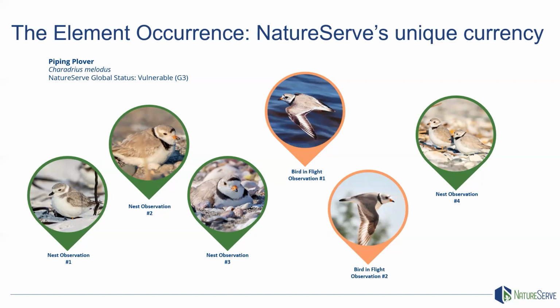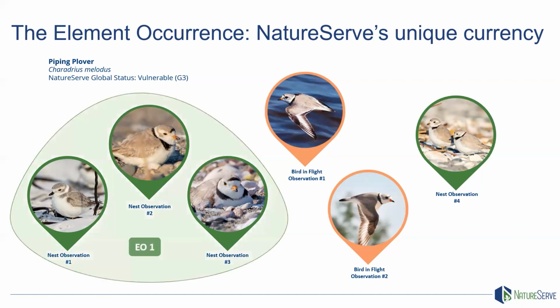In addition, nest sites 1, 2, and 3 are in close proximity to each other, whereas nest site number 4 is more than a mile down the beach. Using the EO separation distance mapping rules for this species, nest sites 1, 2, and 3 would be mapped as one EO, whereas nest site number 4 would be mapped as a separate EO.